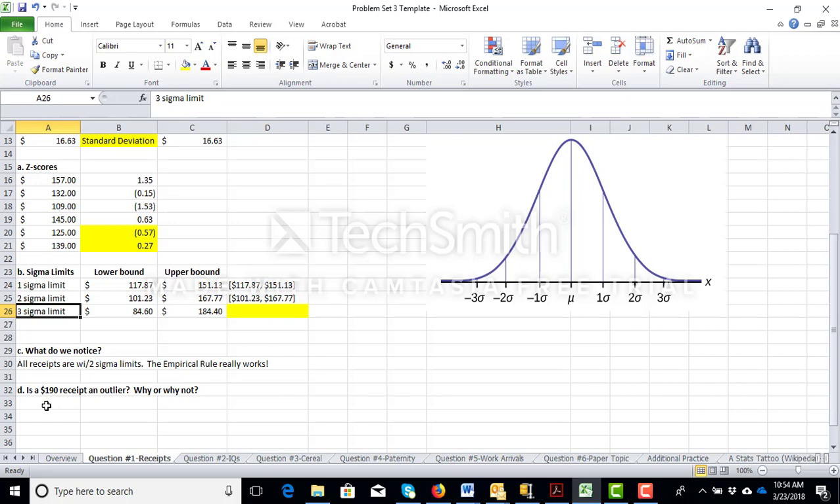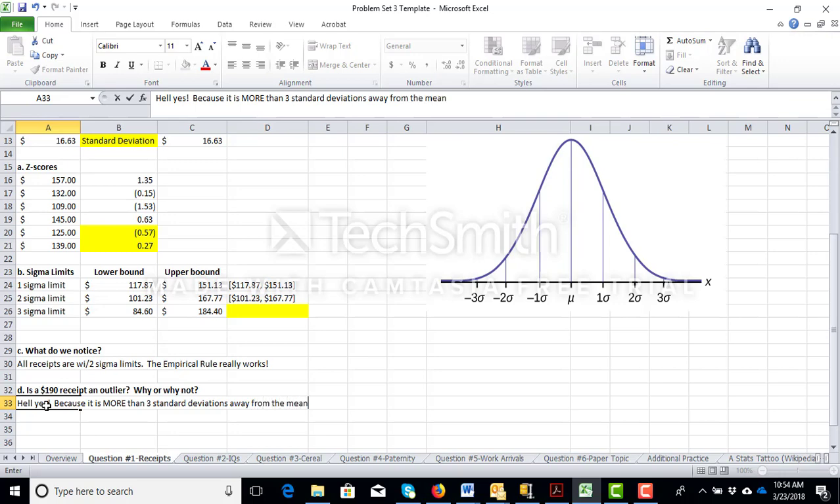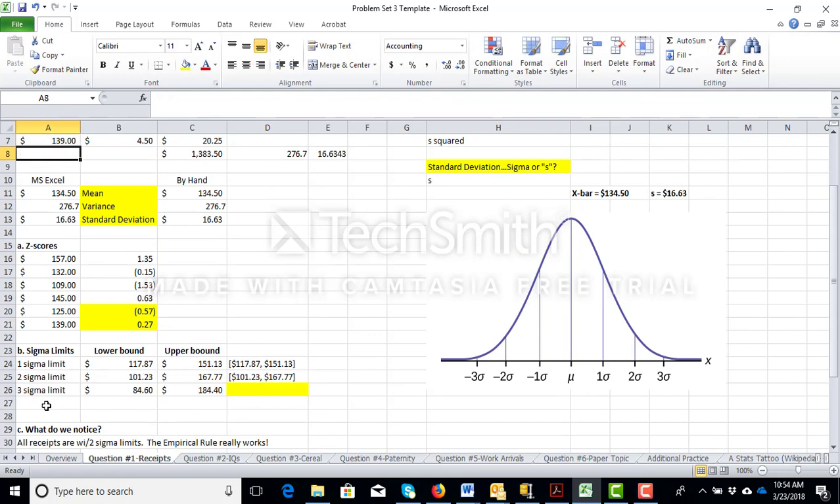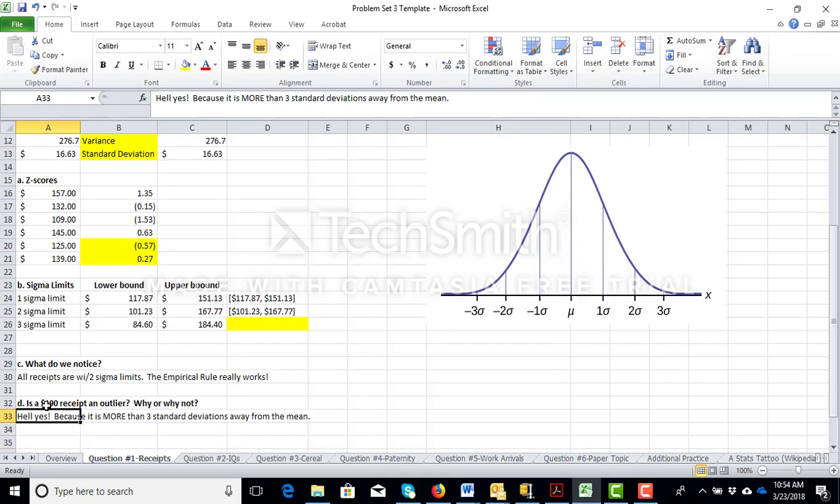Is it an outlier? Well, in this case, yes, it's an outlier because it is more than 3 standard deviations away from the mean. The mean in this case is $134.50. A $190 receipt is much different. It would be out here in this tail.